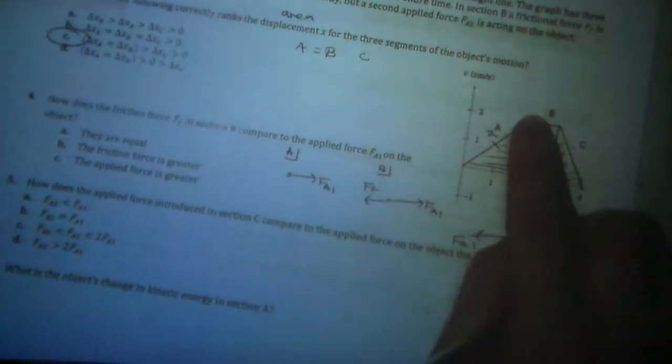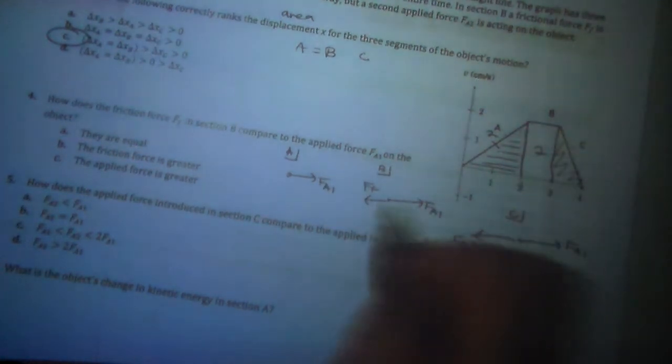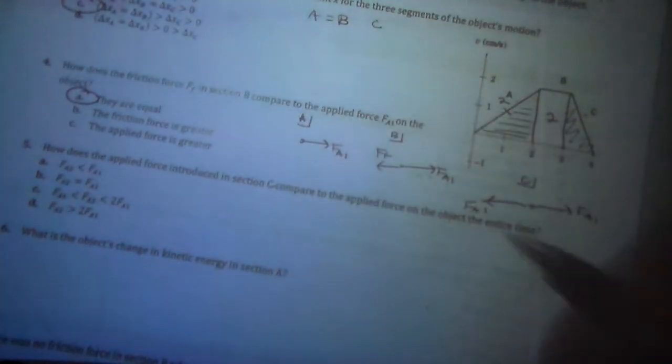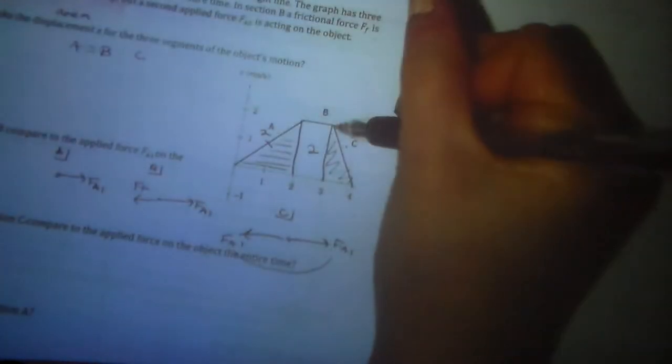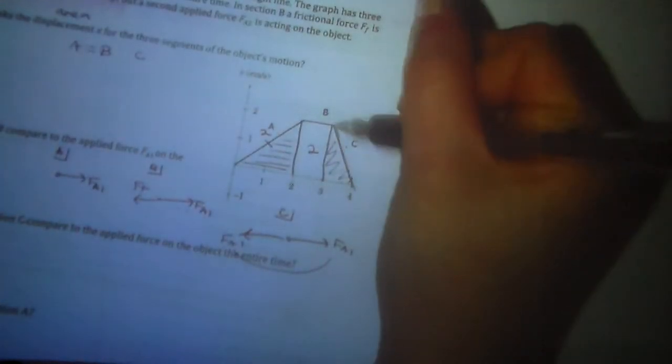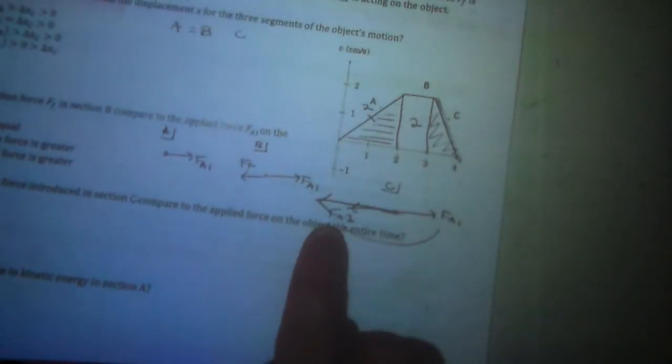For this one, obviously accelerating. See how B is at a constant velocity? If it's at a constant velocity, these forces are going to be balanced, so FF and FA1 are going to be equal. How does FF compare to the FA1? Equal. How does the applied force in C compare to the applied force? So how does this compare to this? Now you'll notice in C that it is slowing down. So because it is slowing down, that means the negative force, or the against force, will be greater. So the FA2 is definitely bigger, so we can cross off A and B.